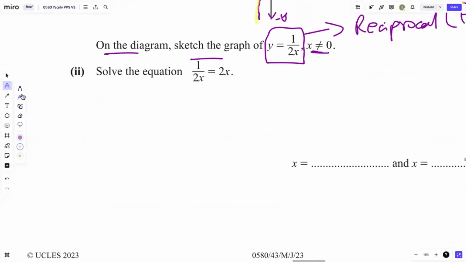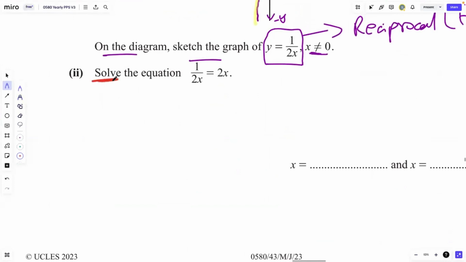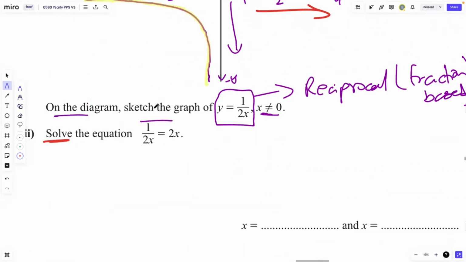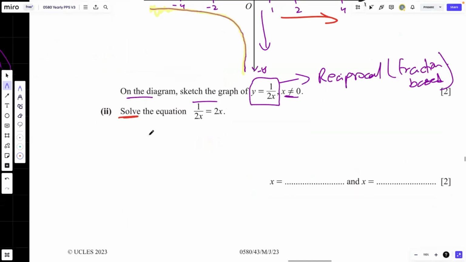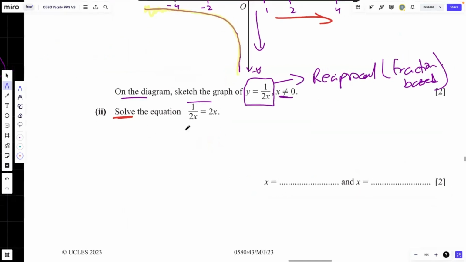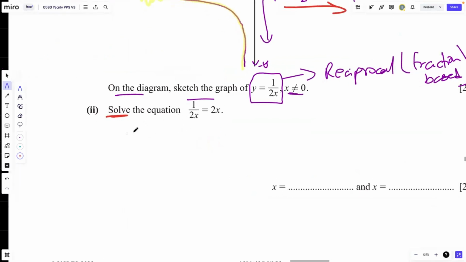Next part says solve the equation. Now he's saying solve and he's not asking us to use the graph here. So we just have to solve the equation without anything being referred to the graph or the previous part. So it's just solving the equation. We'll do that here. 1 over 2x equals 2. So I need the x in the numerator to solve that. So I'll take the 2x on the other side. So it's just going to be 2x times 2x. That's going to give us 4x squared.